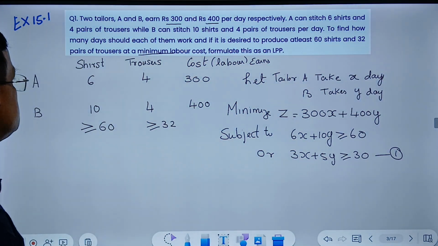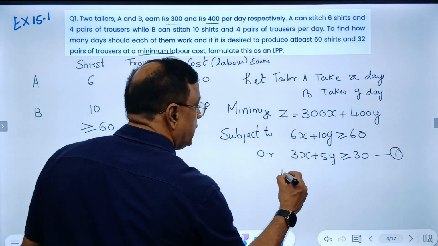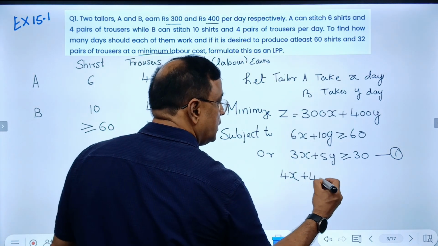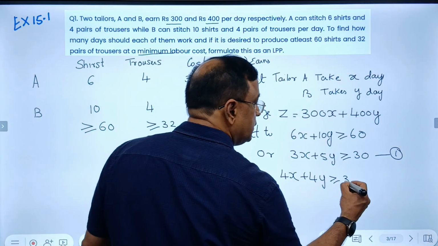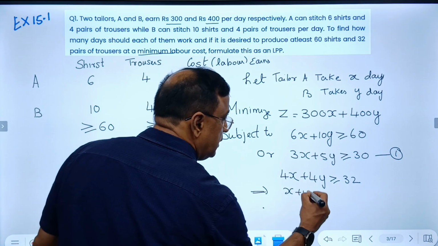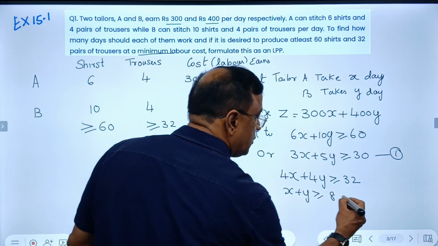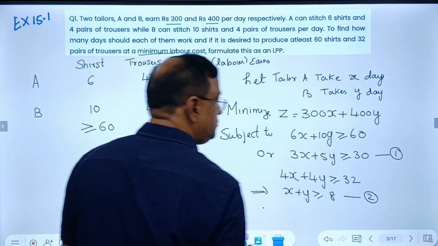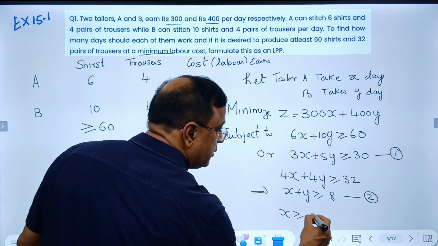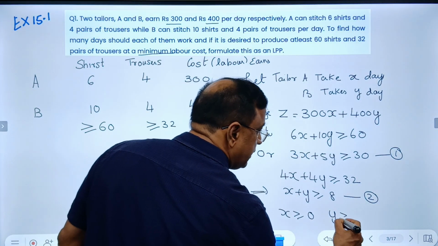What is my second constraint? 4X plus 4Y is greater than or equal to 32. This implies X plus Y is greater than or equal to 8. Call this as 2. Now what are the non-negative constraints? X greater than or equal to 0, Y greater than or equal to 0.